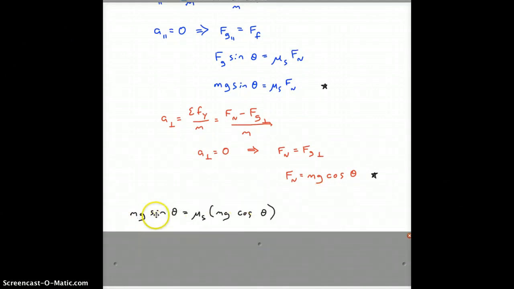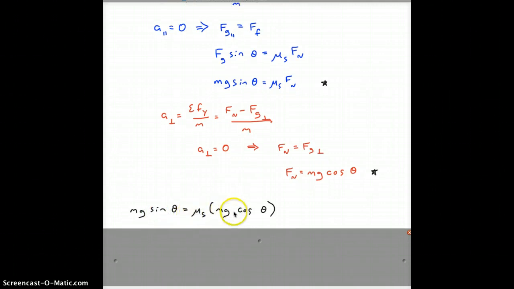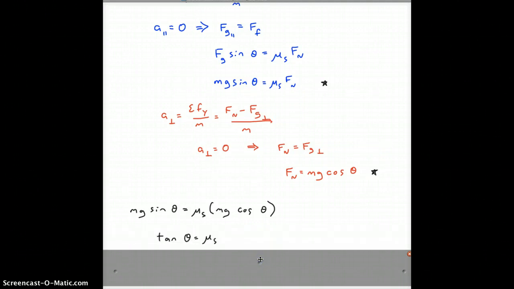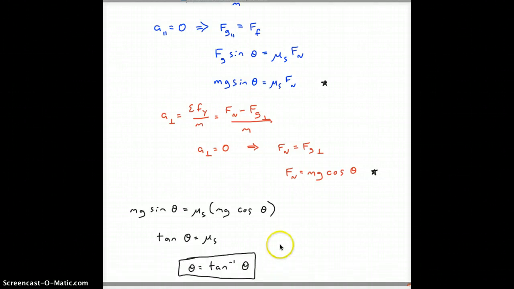So mg sine theta equals the coefficient of friction times mg cos theta. The m and the g's cancel, which is great because I didn't know what m was in this problem. I find that the tangent of theta is equal to the coefficient of static friction. So if the coefficient of static friction is a given, then the angle at which the block will barely start to slide down the incline, the angle at which it will barely overcome the force of static friction, is equal to the inverse tangent of the coefficient of static friction.